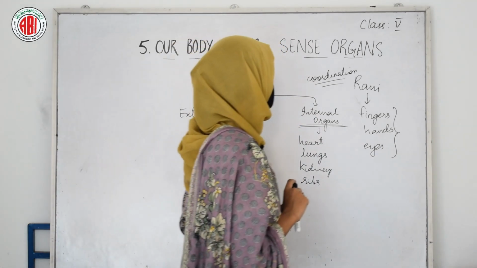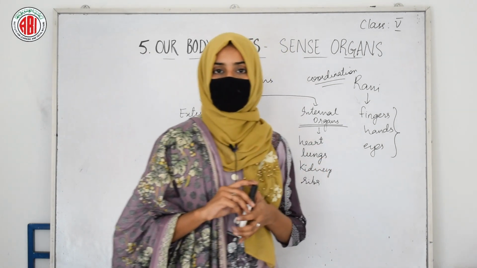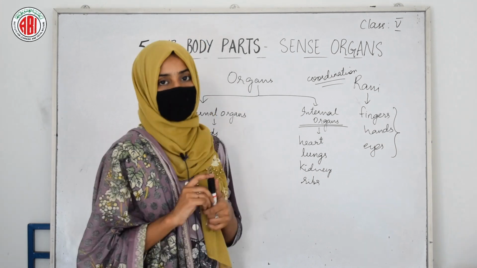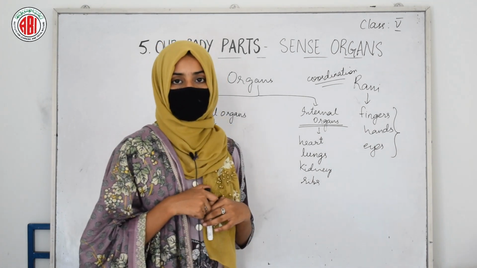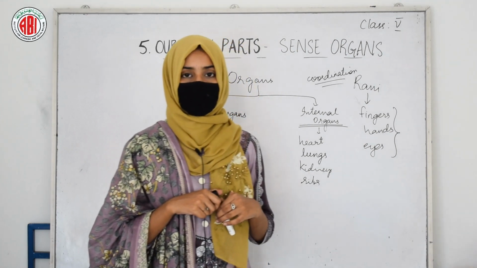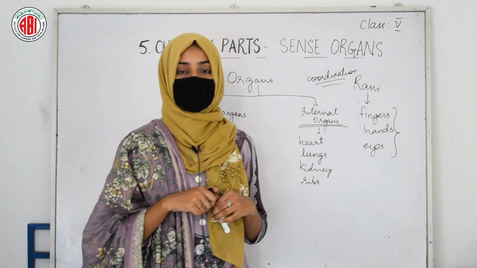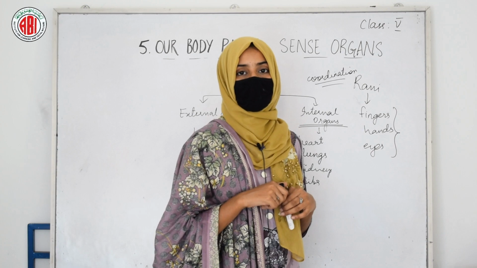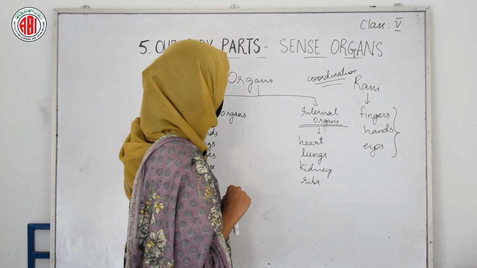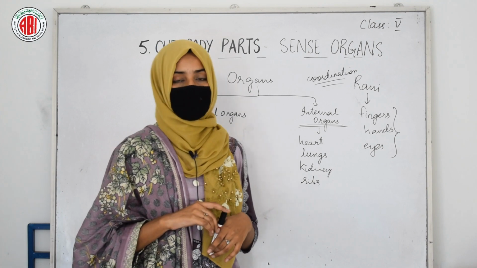So in this way, the different organs are present in our body, and due to the coordination of all these different organs, we are able to do work. For example, reading, writing, playing, all such kinds of activities need the coordination between the different organs. In this way, different organs are present in our body, due to which we can do many activities.